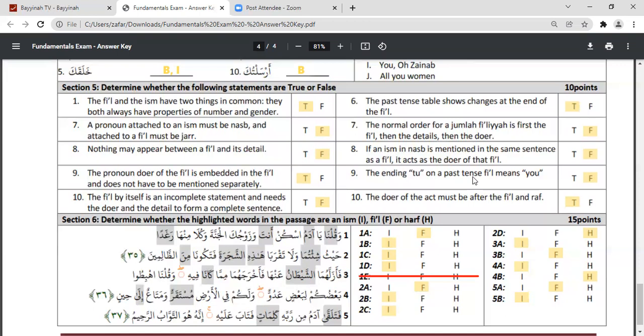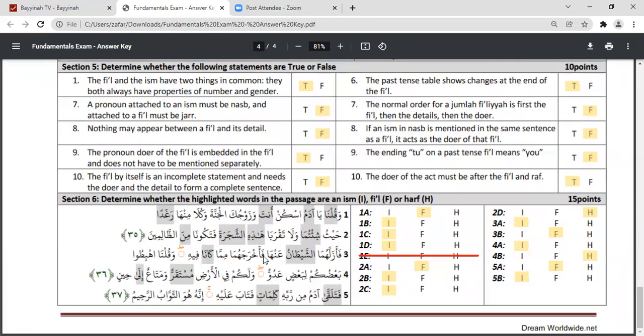The doer of the act must be after the fa'il and rafa. Yes, it must be after the fa'il, because if it is before the fa'il, then it is not considered. And it has to be rafa, because doers are rafa. So this is a true statement.